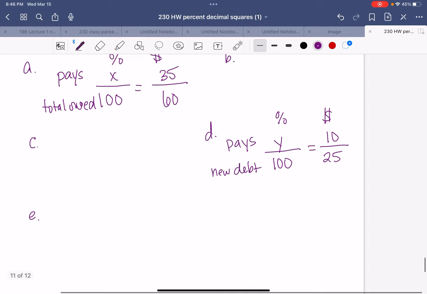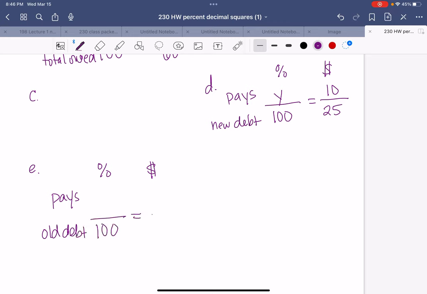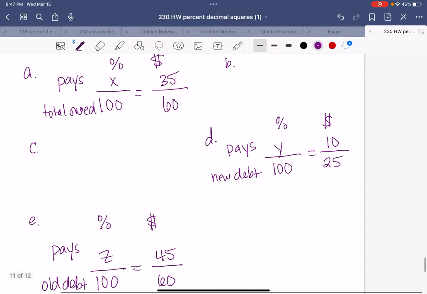So it's going to look almost exactly the same as D, only instead of having new debt on the bottom, we're going to have old debt. So I'm still going percent and dollars, and we're going to have pays and her old debt, or the original debt. And that's now my 100%. The original debt is the $60, so that's what's going to go there. And now she paid $35 and then paid $10. So she paid a total of $45, and we're going to find out what the percent of that is going to be. And I'll be just using different variables because you're going to get different numbers. All right, and so then you can work it from there.